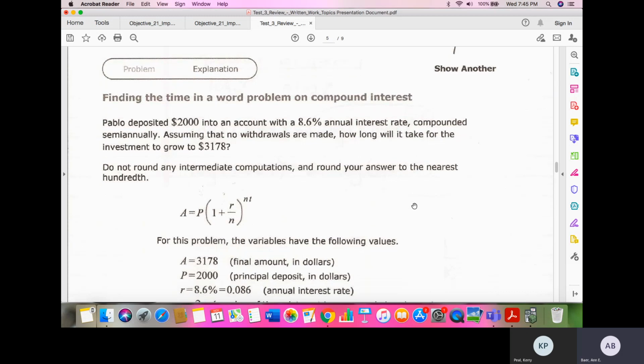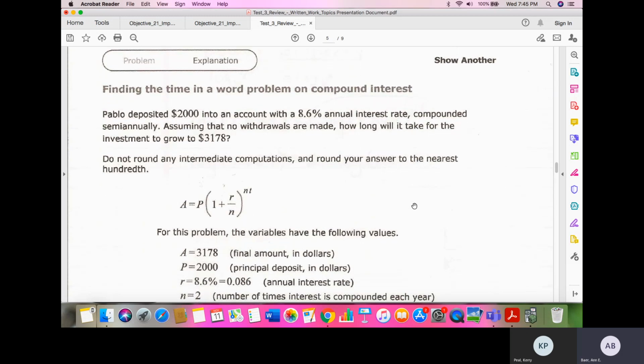Now, this for some students is the most challenging of the topics on this test. That is the most challenging of the written work topics. Finding the time. Now you'll notice the time is in the exponent. And anytime we need to solve for a variable in the exponent, we really have 2 options. One is like bases, equate the exponents, which in most cases is impossible to figure out how to do. Although I could say it's theoretically possible.